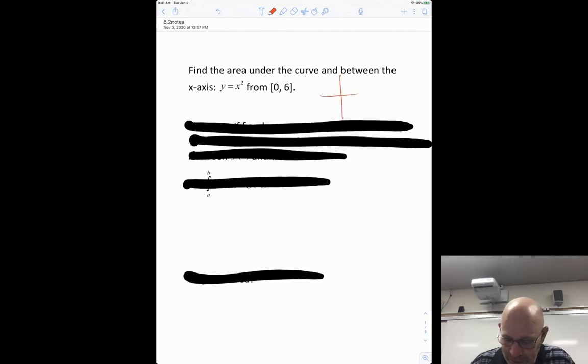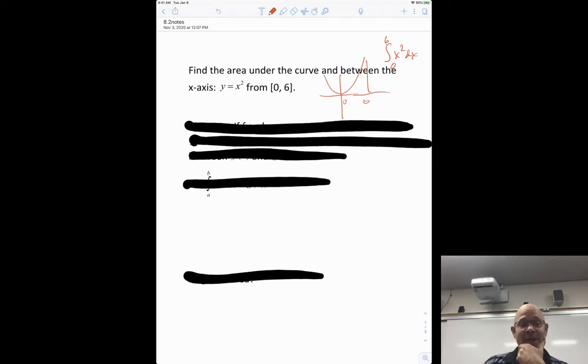So I could draw a little picture here. y equals x squared from 0 to 6. So we're just going to integrate from 0 to 6 of x squared dx, right? That's how we're going to find that area under the curve. All right. So it's a little review, because what we're about to do is find the area between two curves.